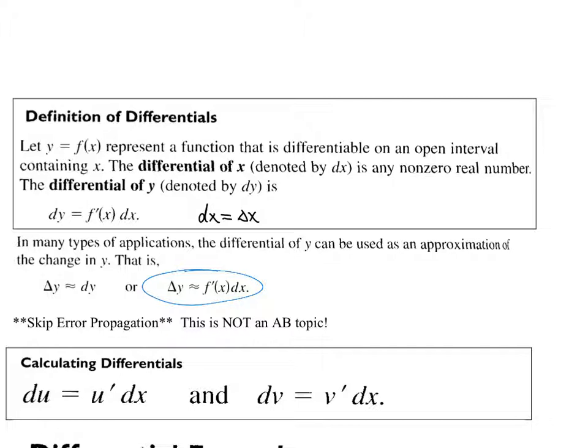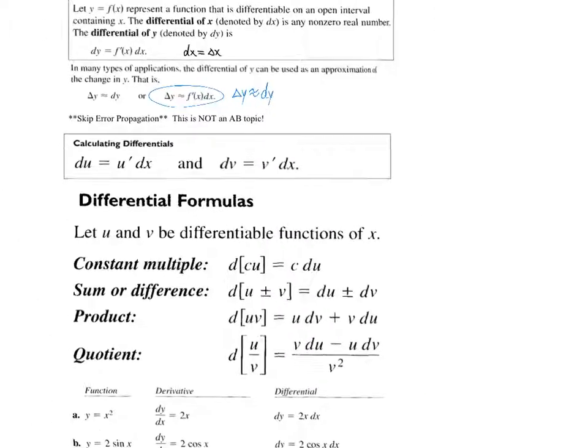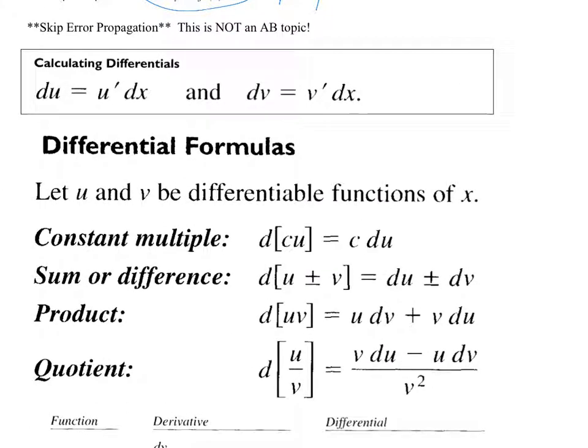The delta y, the actual difference in value, is approximately the f prime of x dx. So look, that's right up there. As a result, delta y is going to approximately be dy. And that's where the approximation comes in. Now, there are some different properties here that apply. All these properties are directly from our derivative properties.